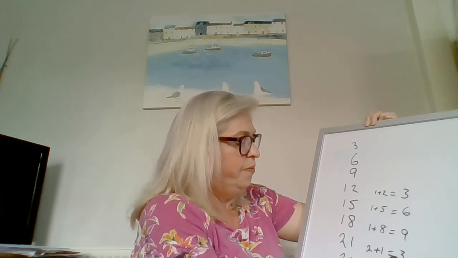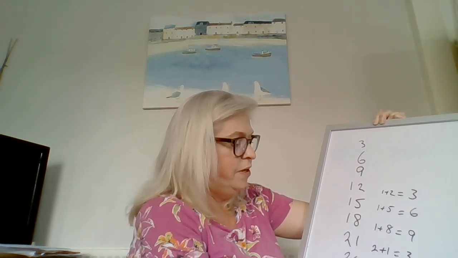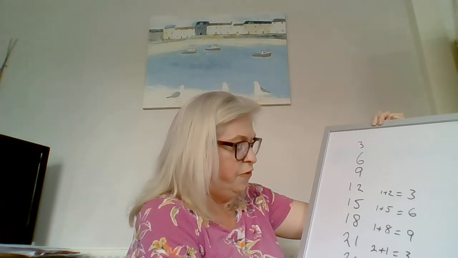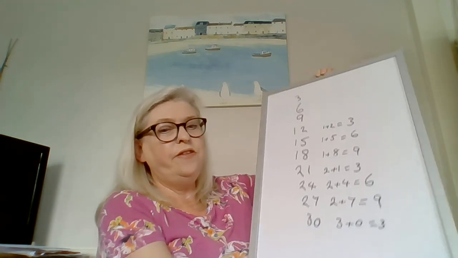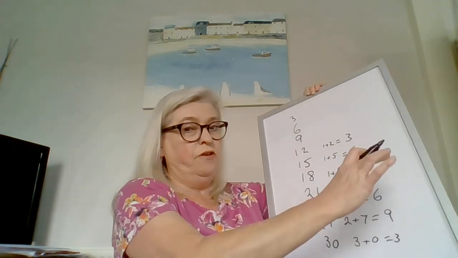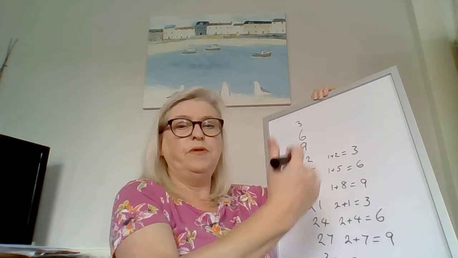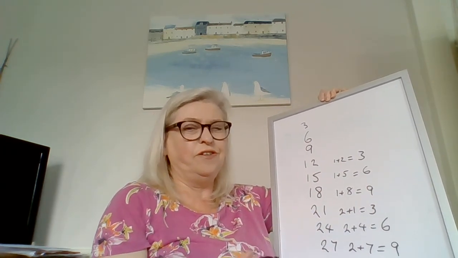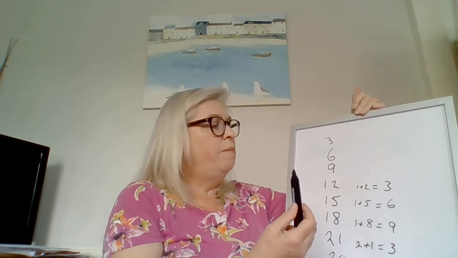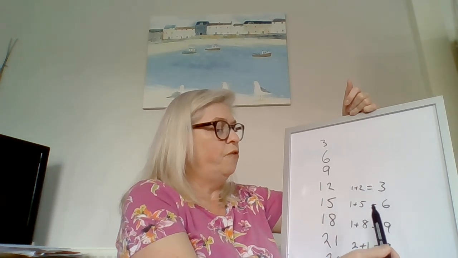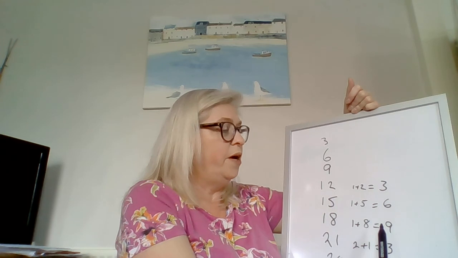2 add 4 equals 6. 2 add 7 equals 9. 3 add 0 equals 3. And in the same way that the 9 times table, if you have a really long number and you add up all the digits, and if you've got lots of digits in the answer, you keep adding up till you get down to a single digit, you'll get down to a 9. With the 3 times table, we could do exactly the same, but we would end up with a 3, a 6 or a 9.